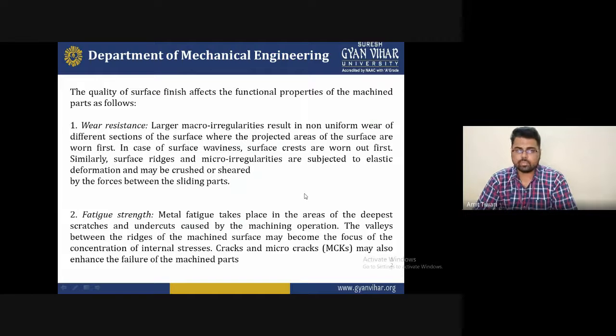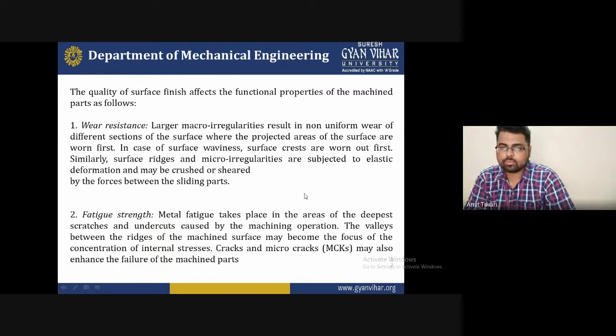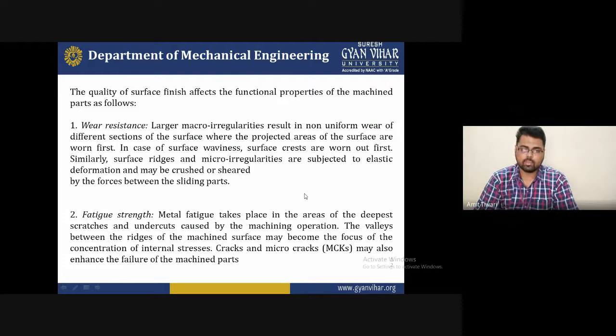Now the next point is how the quality of surface finishing affects the functional properties of the machine part, as follows. The first is wear resistance. Whenever you do any machining operation, some properties are affected by the surface roughness and surface quality. So the first point is wear resistance.